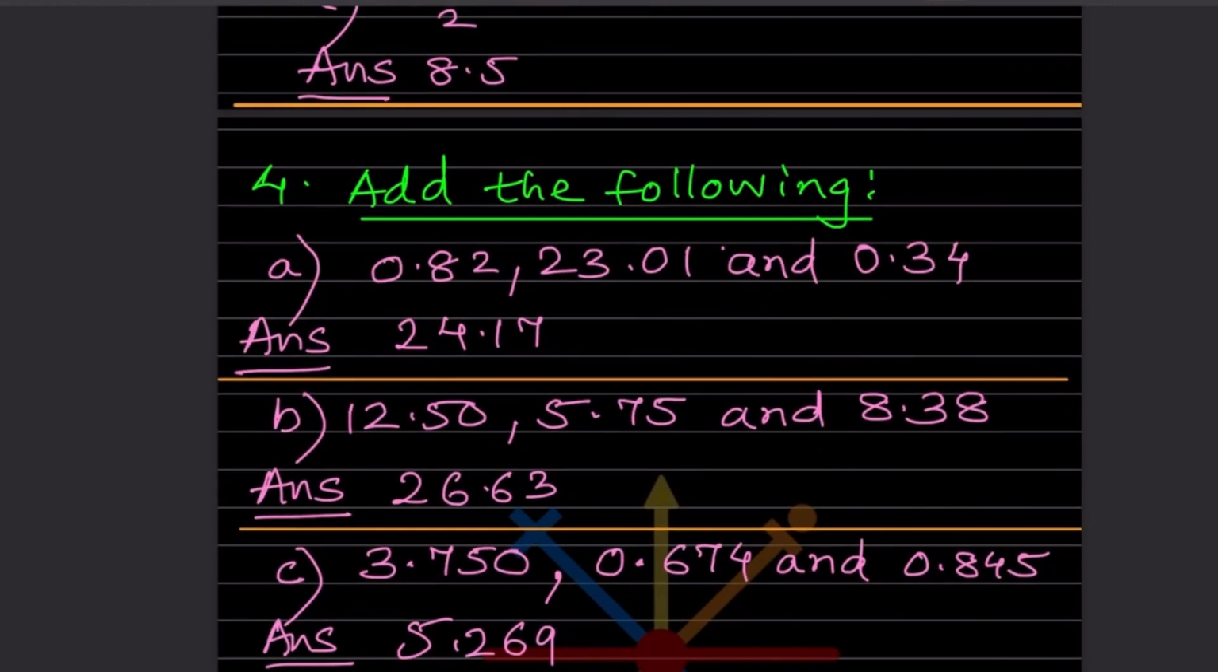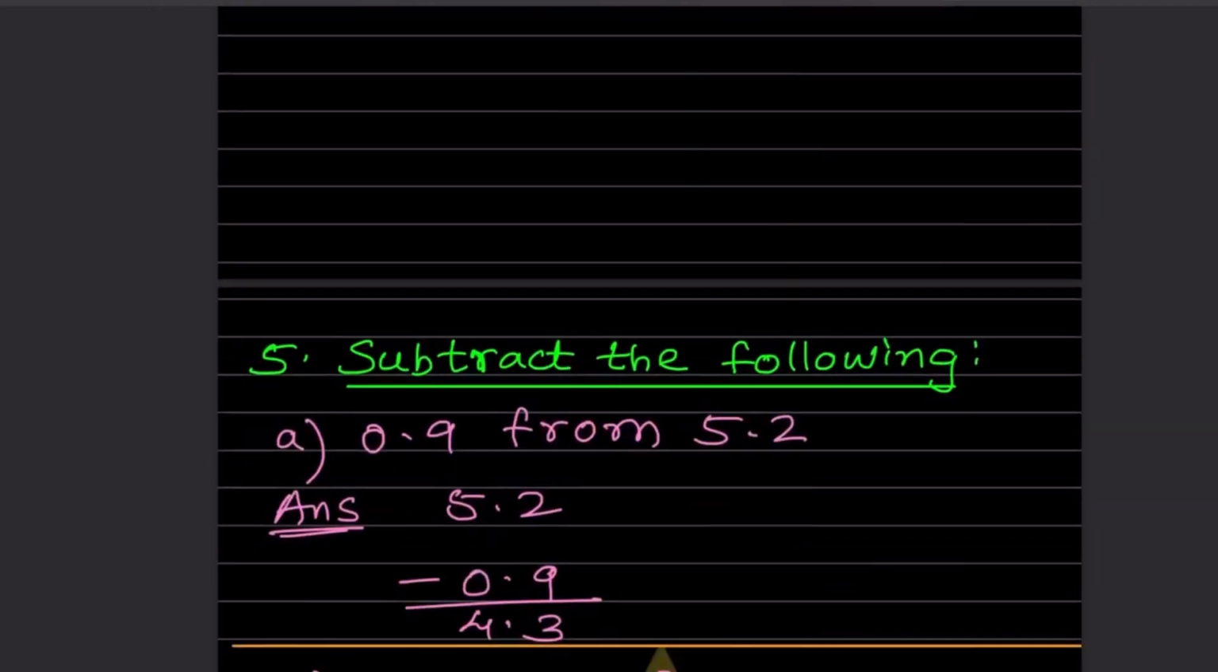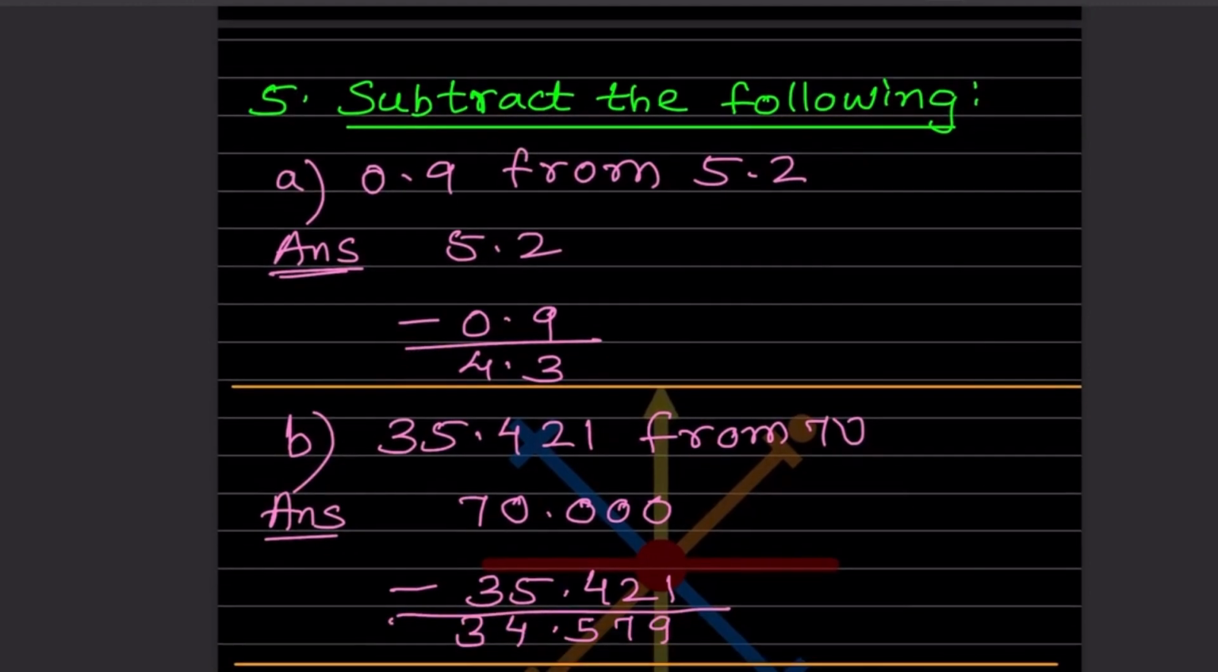Now this here, this is very easy. You just add it. See that when you add it, the point should be one below the other. These are all very easy. Now again from here, I will tell you what to do.